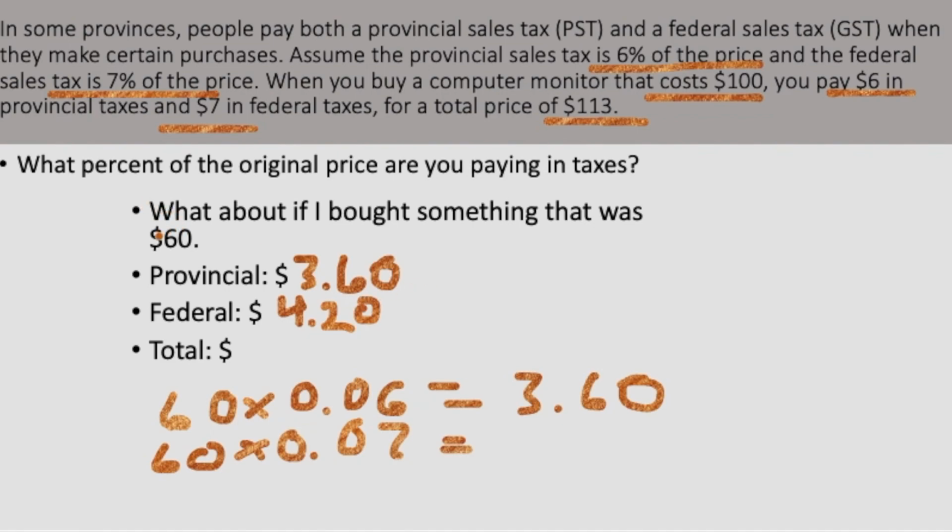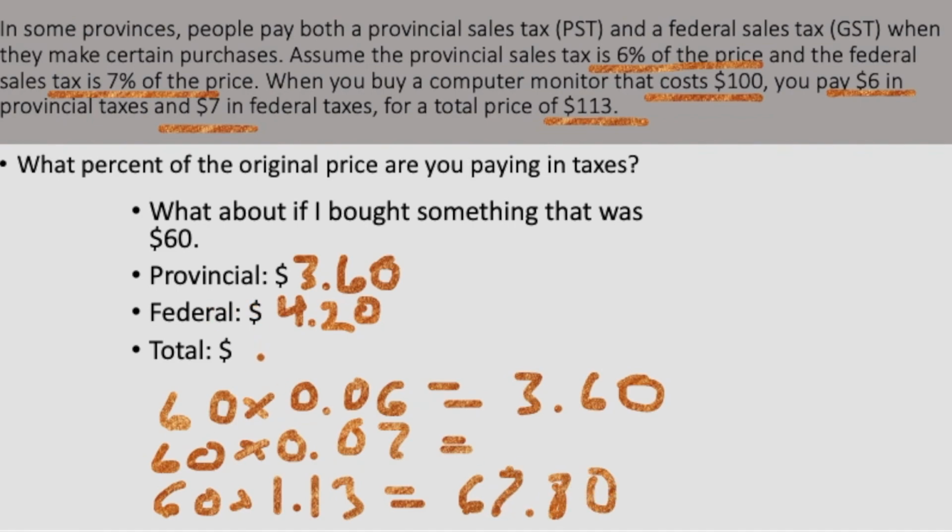So what I could do is I could go 60 plus this, or I could go 60 times 1.13, and add those two together. That is 13%, and that is going to equal 60 times 1.13 is $67.80. And if I were to add these up together, that's $7.80. So it works out, right? And I can double check my work.